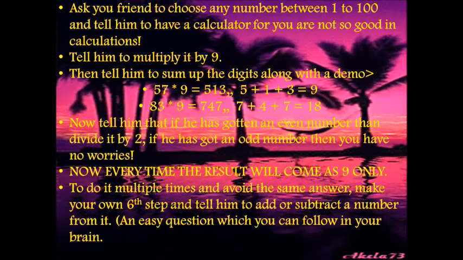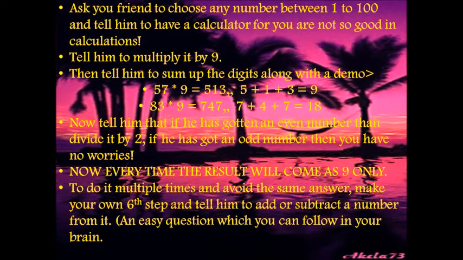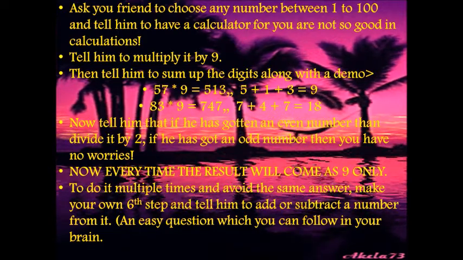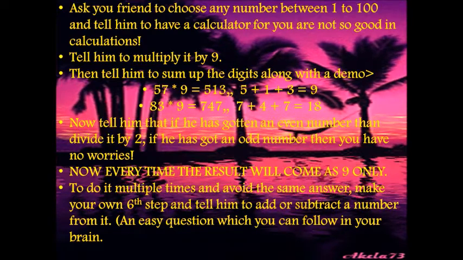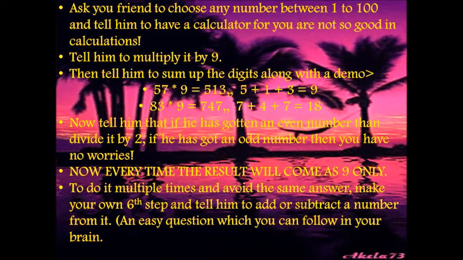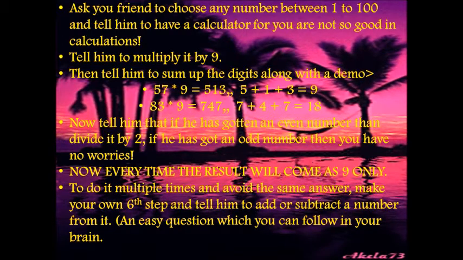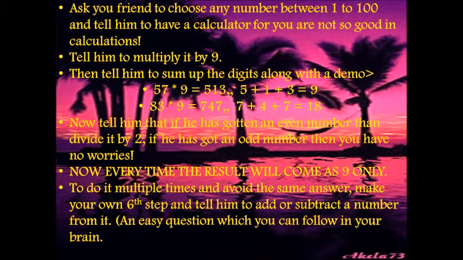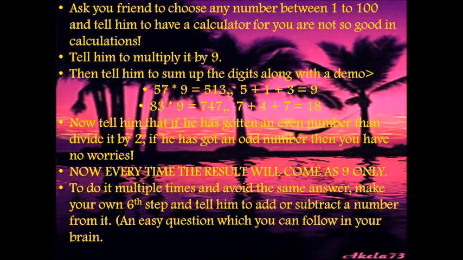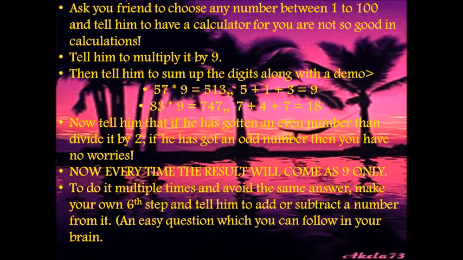Now every time the result will come as 9 only. The result can come as 18 also, but as we have divided it by 2 in the fourth step, the result will always be 9. Now, to do it multiple times and avoid the same answer, make your own sixth step and tell him to add or subtract a number from it.